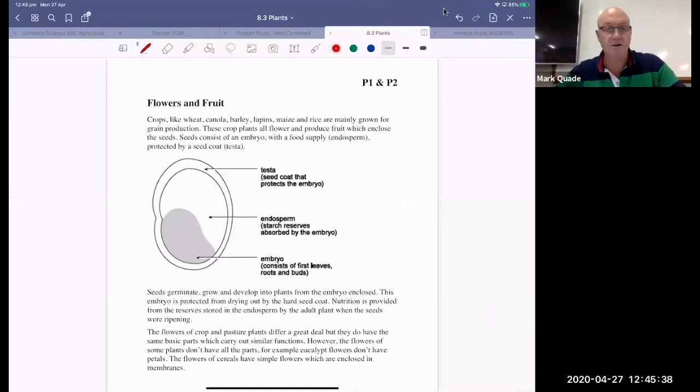Hi ladies, so we are looking at flowers and fruit. This is one of the last bits we're doing for P1, so you're almost there, so bear with me.